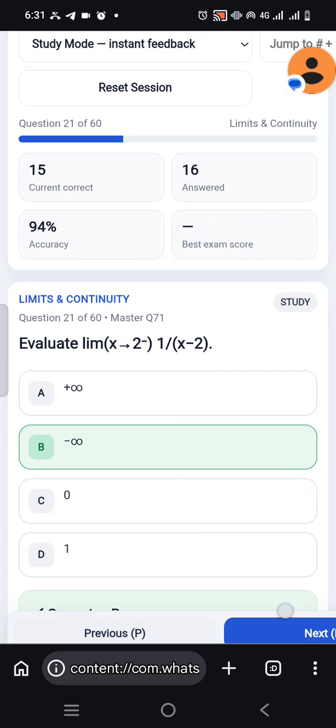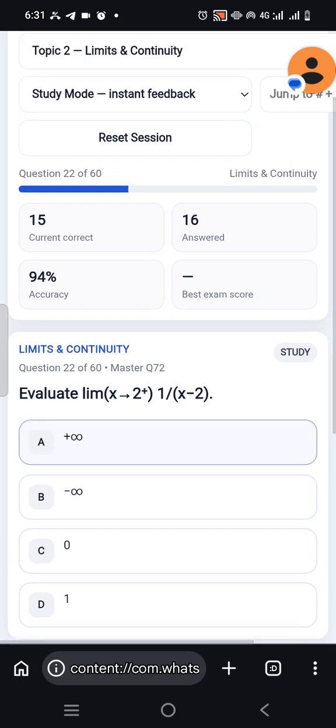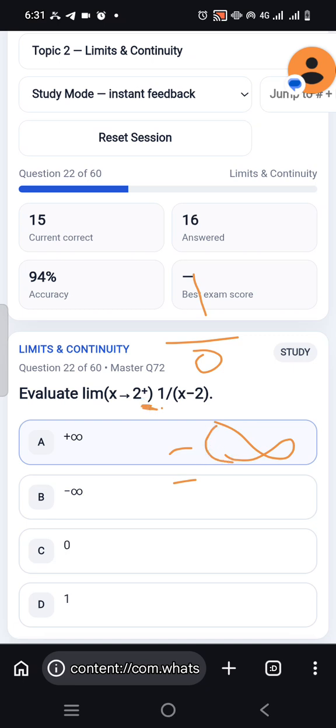So the next question, in the 2 plus way, you do 1 all over 2 plus 2 minus 2, which will give me 0. So 1 over 0 is infinity, but this is approaching 2 in the positive way. So the result will also approach infinity in the positive way.